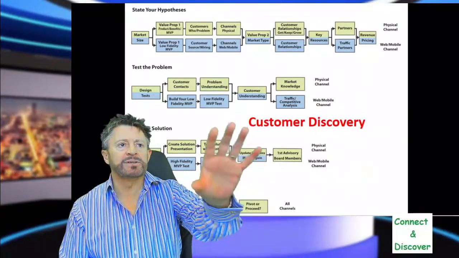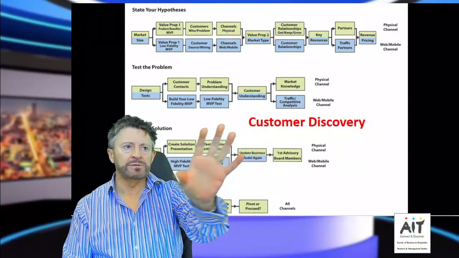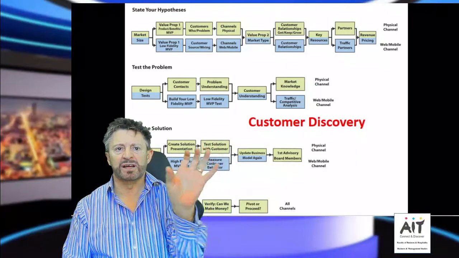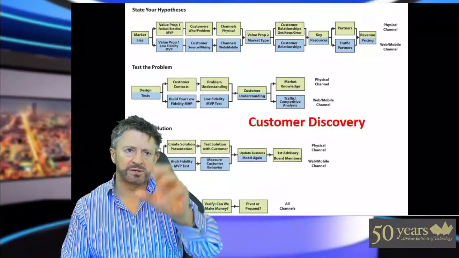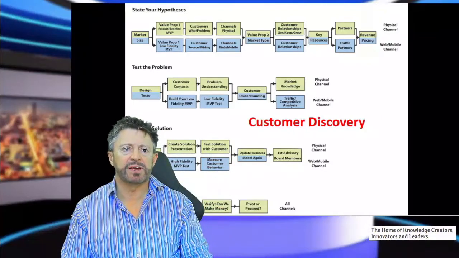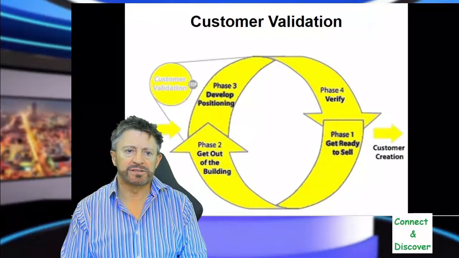I'm not going to bother explaining this, but it's the same thing, how you're going to state your hypothesis. It's like a flow chart. And how you put together your test and your models and so on, and get information back, physical challenge or web mobile challenges. And so customer validation, the same thing.